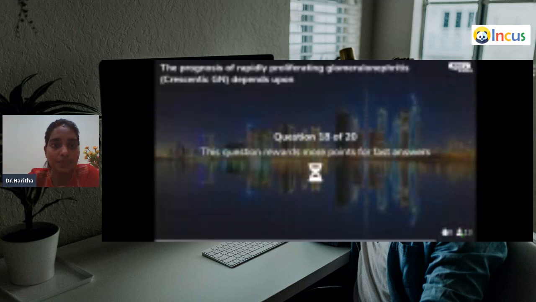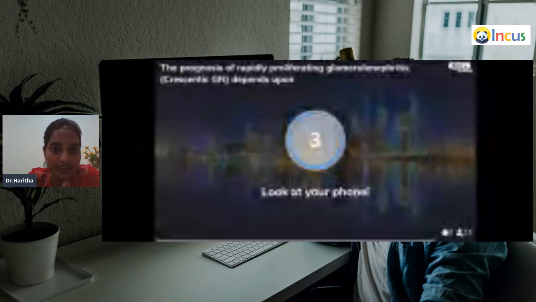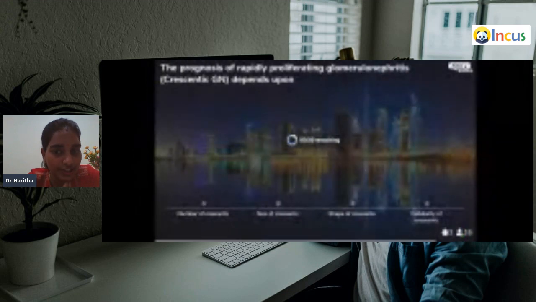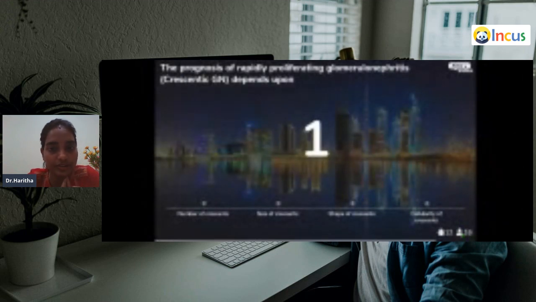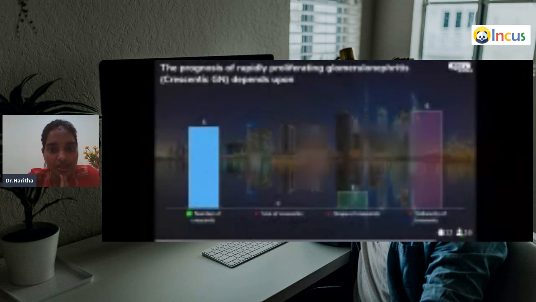In rapidly progressive glomerulonephritis, crescentic glomerulonephritis, the prognosis depends on what? The number of crescents, size of crescents, shape of crescents, or cellularity of crescents. And let me tell you, it carries a very bad prognosis. The deterioration of the kidney starts within weeks itself, leading to end-stage renal failure. Yes, it depends on the number of crescents, but the majority of you wrote cellularity of crescents, which is not the case, and shape of crescents is not at all the case.